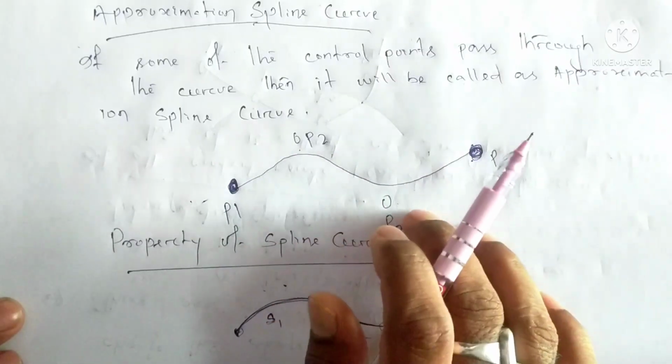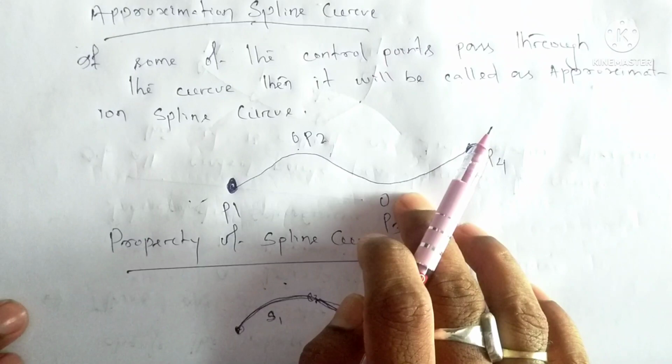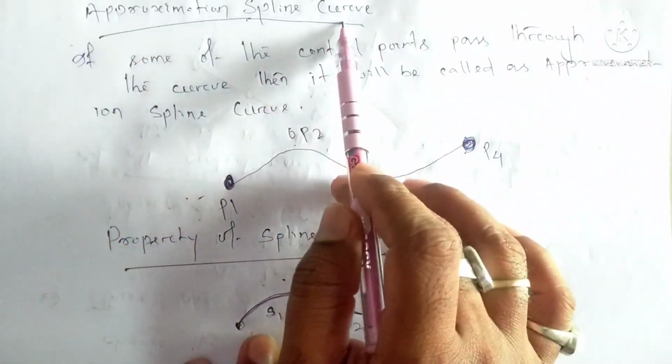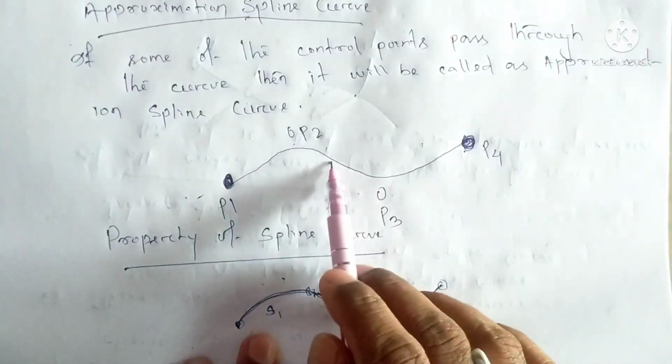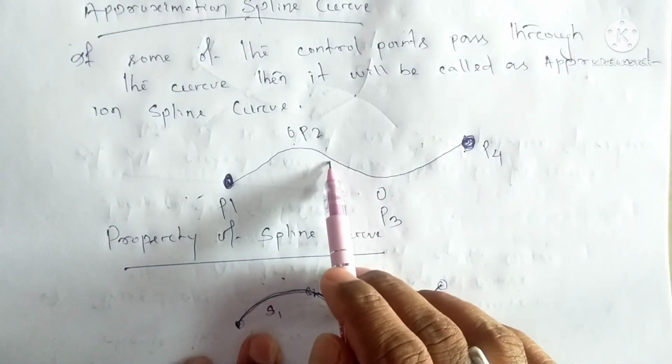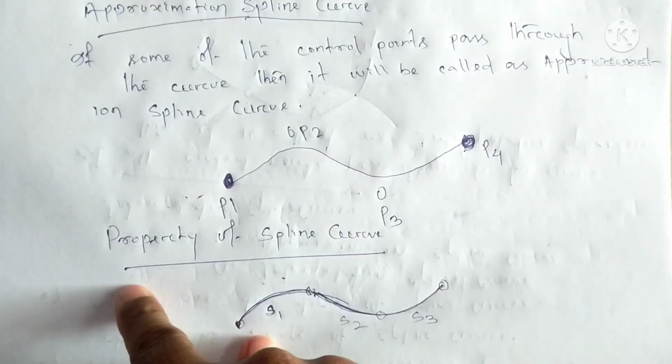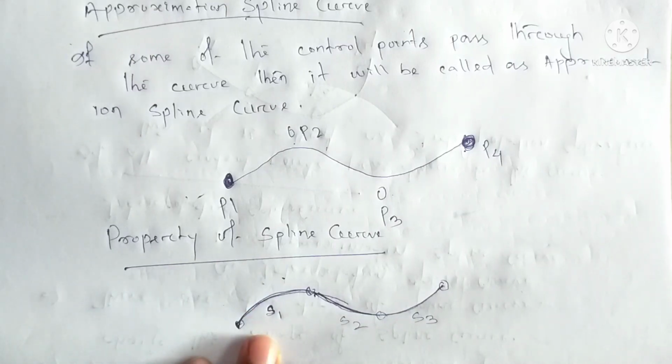If some of them are passing through the spline curve or some of them are not passing through the spline curve, then it will be called an approximation spline curve, because some points are approximately close to the curve. And in order to be a spline curve, we need to follow some property. So what is that property?